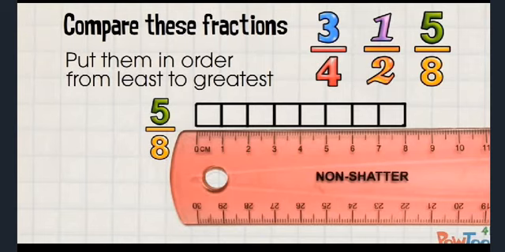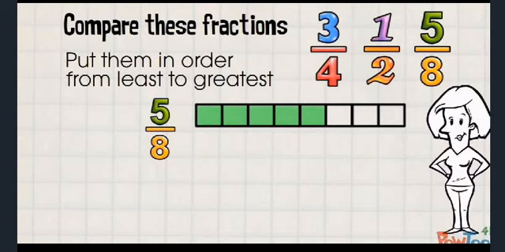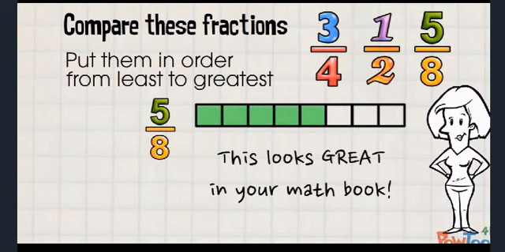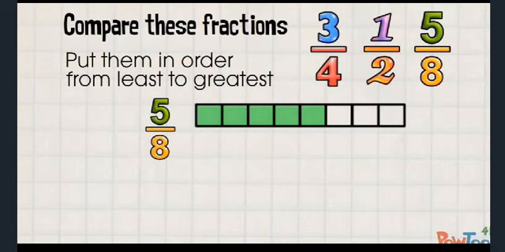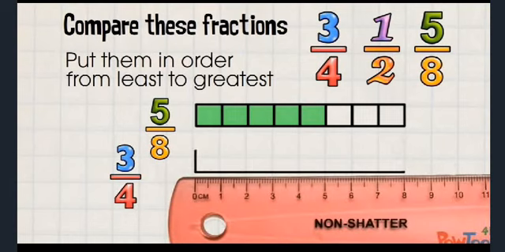Now I color the fraction value 5/8. Do the coloring. This looks great in your maths notebook. Next I go to 3/4. We know the fraction strips have to be all the same size. So make another strip 8 cm or 8 squares long.